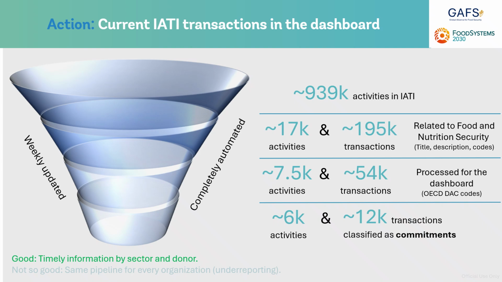Out of roughly 930,000 activities published to IATI, around 17,000 activities and 195,000 transactions relate in some way to food and nutrition security. After applying the methodology, about 7,500 activities and 54,000 transactions remain in scope based on the DAC sector codes. And after processing and deduplication, we ultimately work with roughly 6,000 activities and 12,000 transactions classified as new commitments on the dashboard.